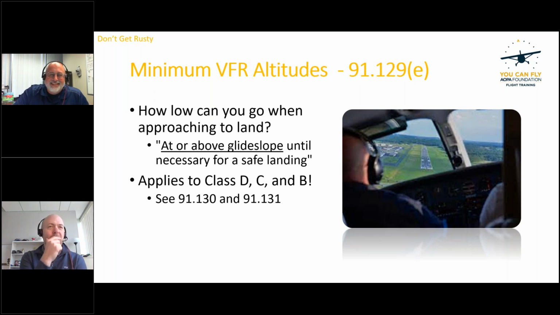So I know, John, you had some thoughts about this too. Yeah, I was looking at that, and I was reading the reg, and verbatim it says visual approach slope indicator. So to me, that's a VASI. What if I'm using a PAPI? Can I go below the glide slope in that scenario? I don't know. I think you have a visual approach indicator. You should be using that.